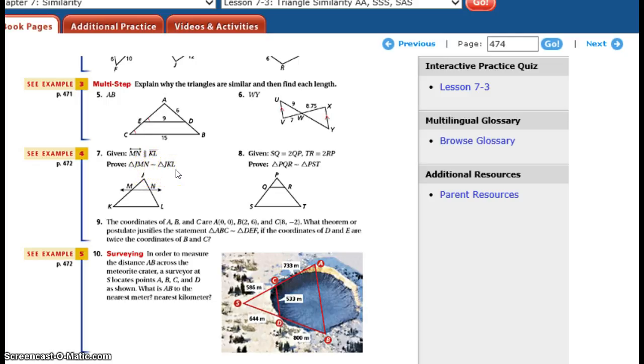This one was pretty simple, but it revolves around AA and what you know about parallel lines, which is probably going to show up more in the future.